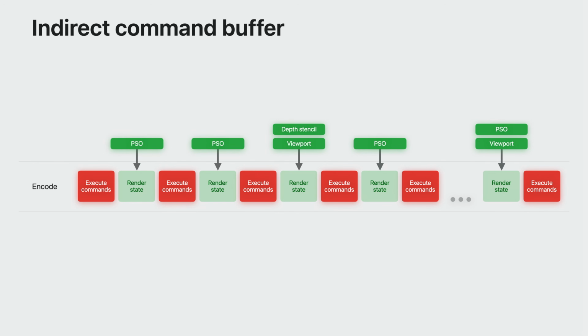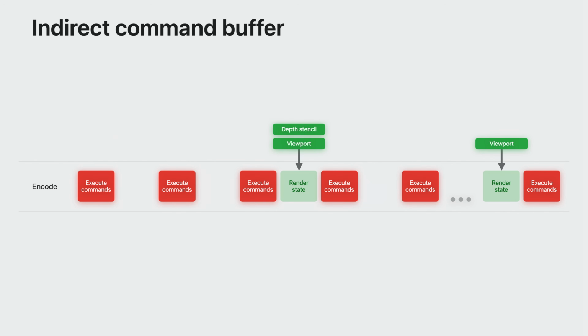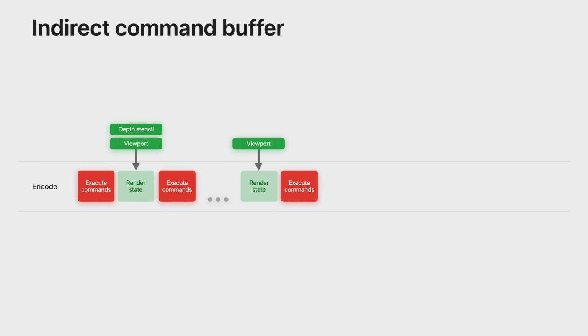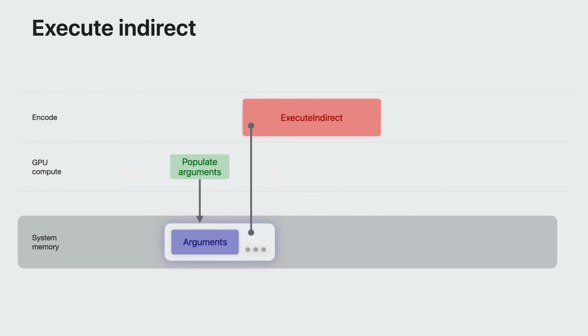If you are using ICBs, it's not required to split the indirect execution commands by state changes that often. All PSOs and buffer bindings could be set from the ICB. So you don't have to encode them. Depending on the structure of the scene, this might significantly reduce the encoding time. To leverage ICBs, it's not necessary to modify existing shaders that populate indirect arguments. You can share the same shaders with other platforms and compile them with the Metal Shader Converter.